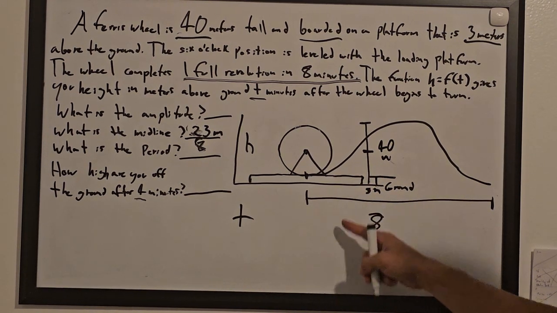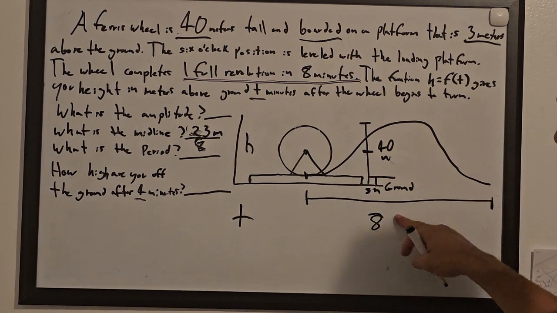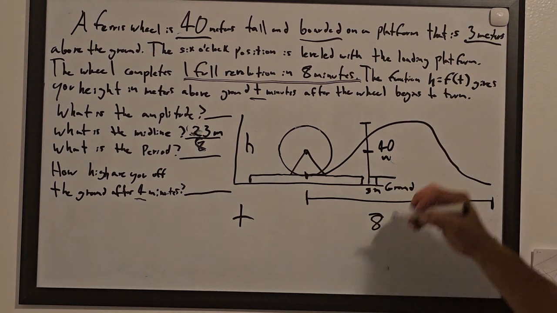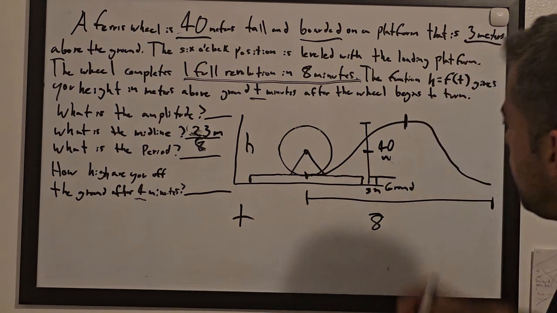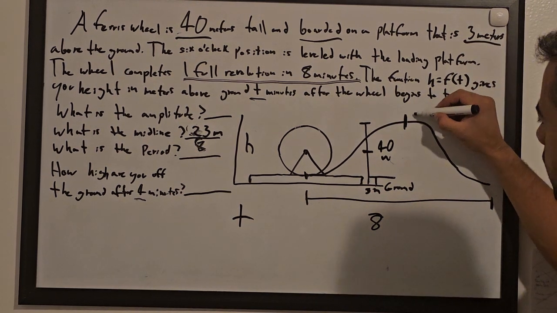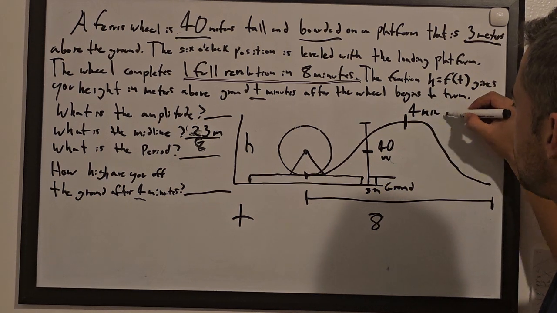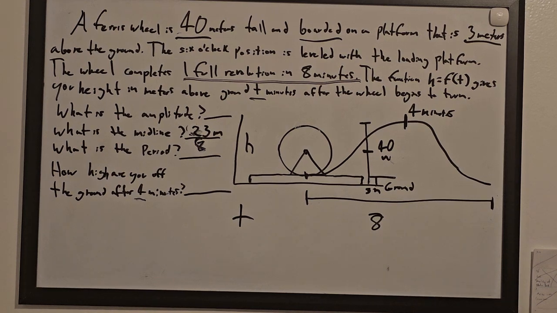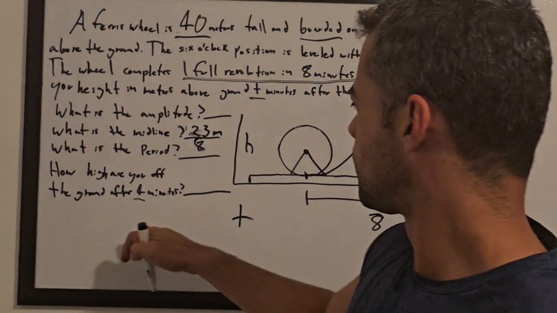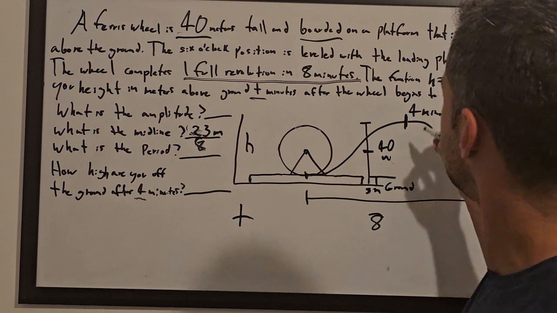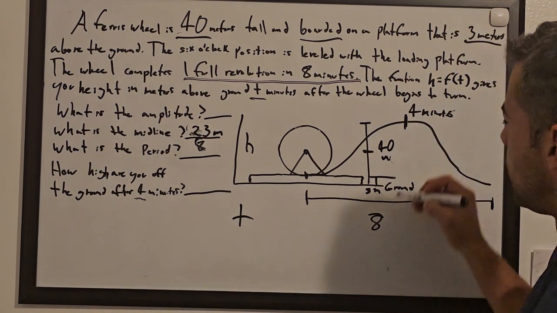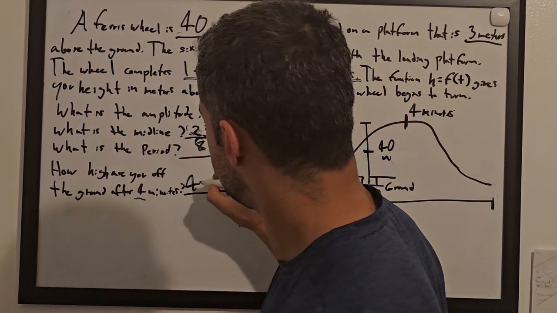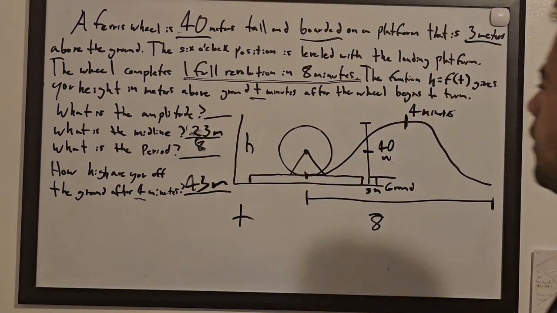And at half of the 8-minute mark, you are at the highest point of your Ferris wheel, right? So at half, being 4 minutes in, you are at the top. So after 4 minutes, the top would be 43 meters off the ground.